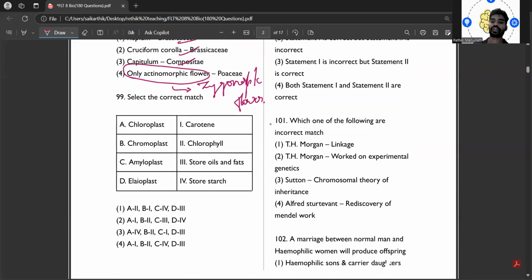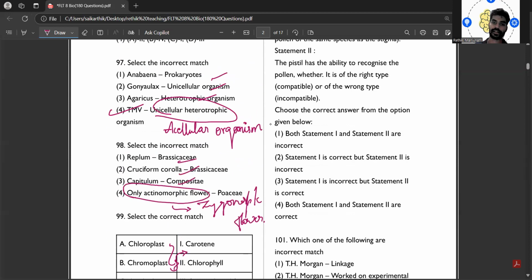What does the 99th say? Select the correct match. The chloroplast belongs to chlorophyll. Then the chromoplast belongs to the first one, that is the carotenoid. Then the amyloplast belongs to what? Stores starch. And the elaioplast stores oil and fat. So the second is correct, I guess.